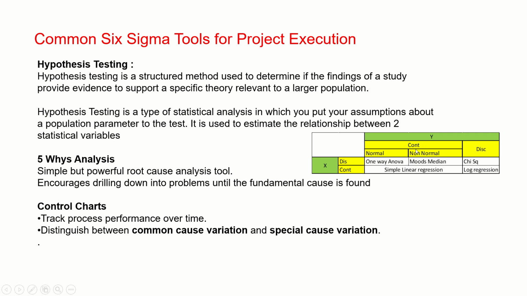When your Y is continuous and your X is continuous, when both are continuous, we don't need to check the normality of the data. So it is simple linear regression test that we do. When your Y is discrete and your X is discrete, we use chi-square test. And when your Y is discrete and your X is continuous, we use logistic regression test.